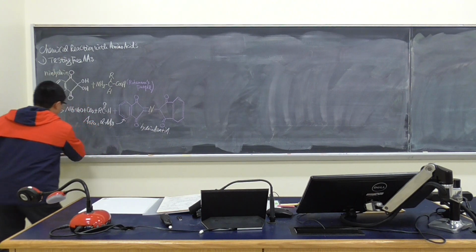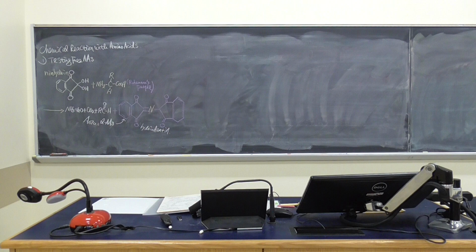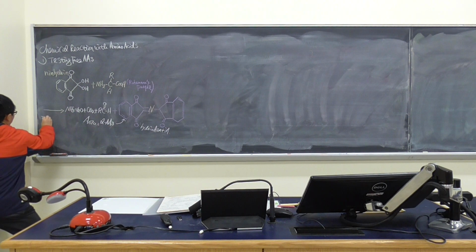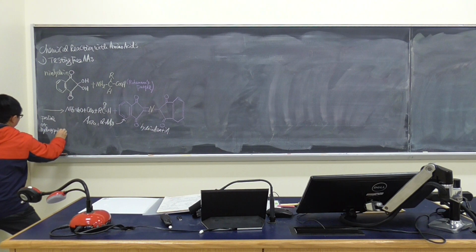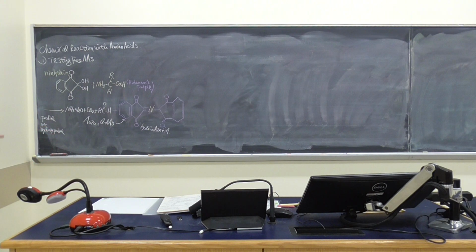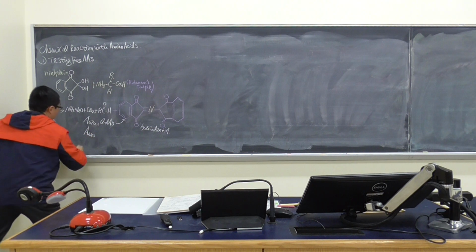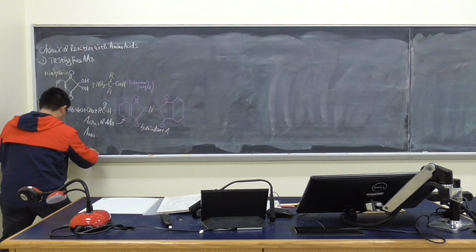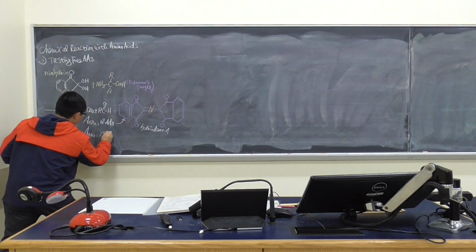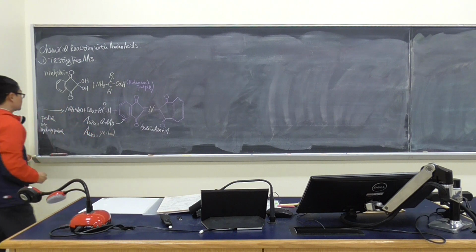However, we have to be careful. There is one exception. What's the exception? Proline or hydroxyproline. This is the exception. For them, it is absorption at 540. It will turn a yellowish color instead of the purplish color. So that's different.